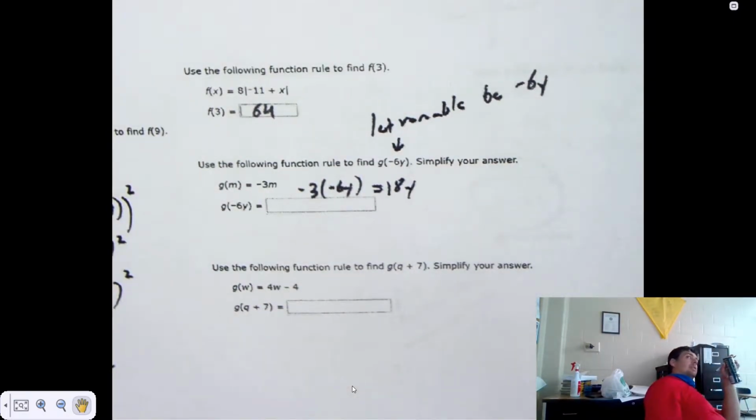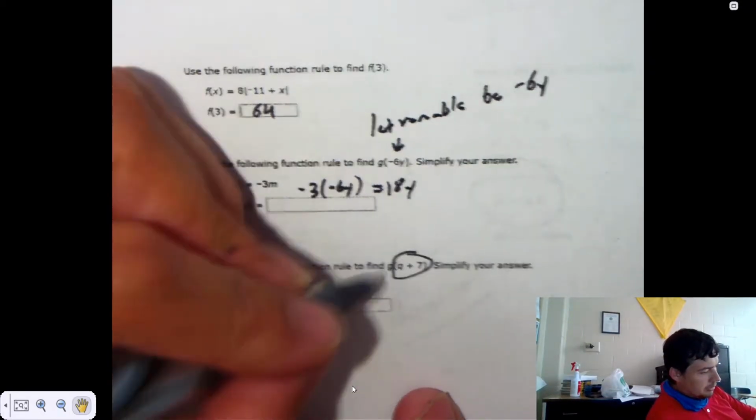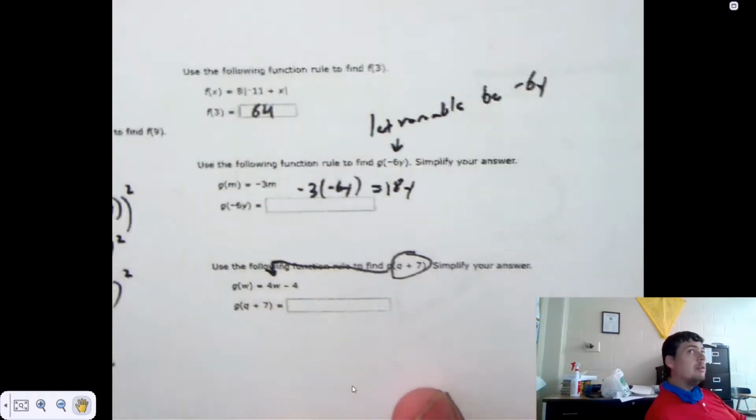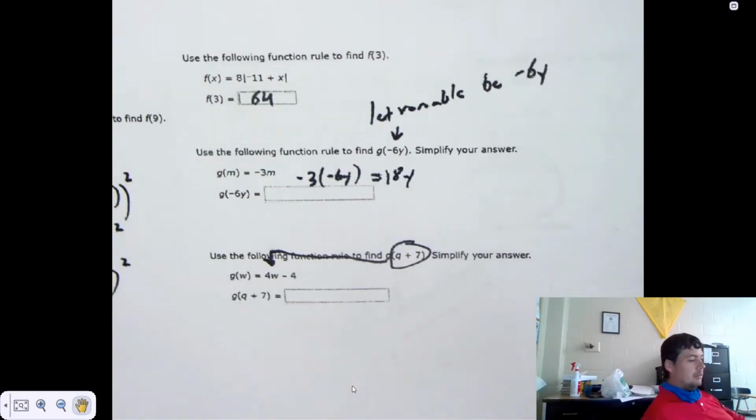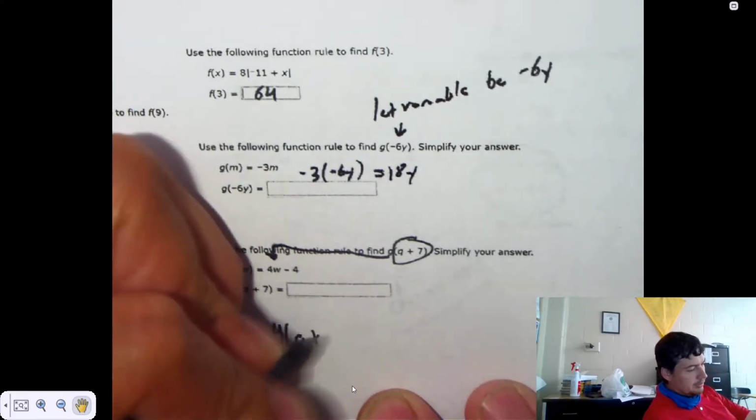And then, of course, you'll get accustomed to just plugging one thing in, because that's just one term, and they'll up it a little bit. And now you're going to find g of q plus 7. Has the concept changed? No. What do you do with q plus 7? You plug it in. Nothing has changed, kids. We're going to take that q plus 7. We're going to put it right there with w. I'll write this one out. 4q plus 7.